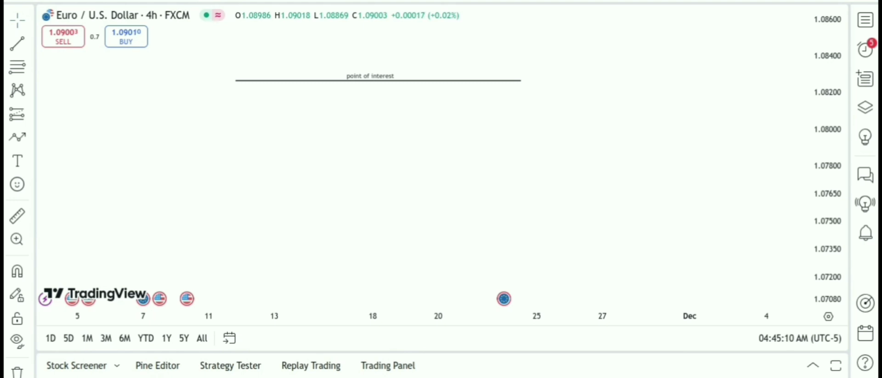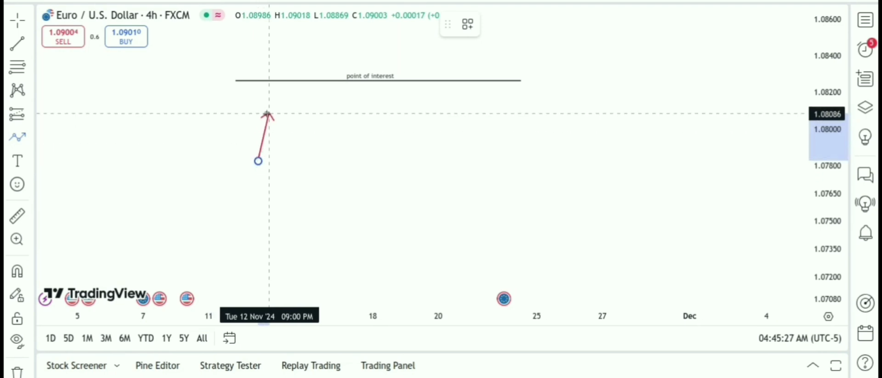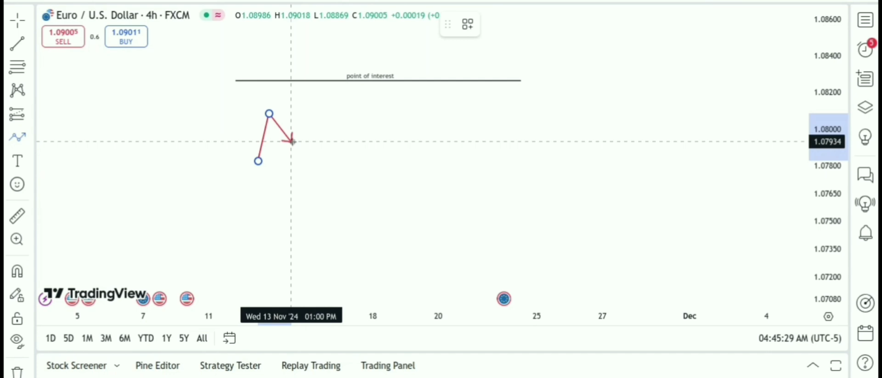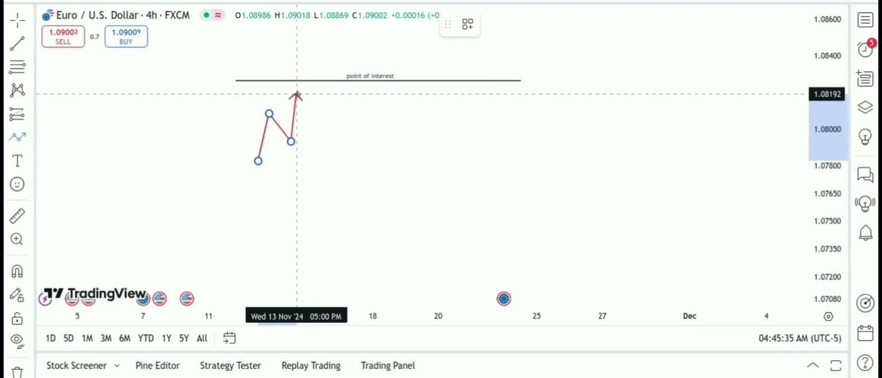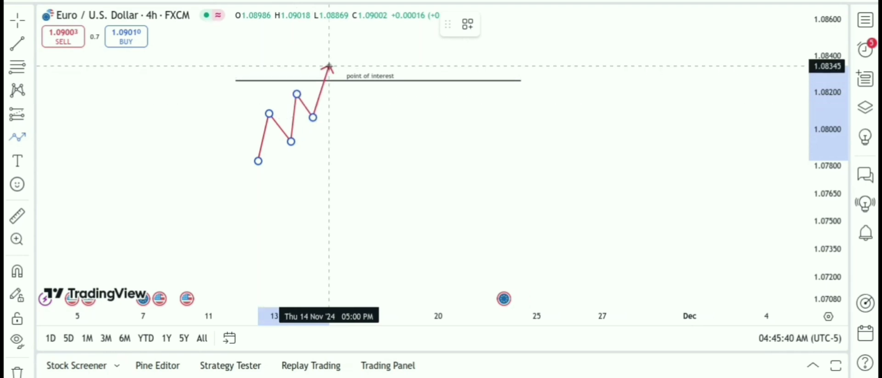So what is a breaker block? A breaker block is a specific price area that forms after the market makes an attempt to manipulate traders through a false breakout. So, assuming we are currently in an uptrend and the market is making higher highs, taking buy stop liquidity. And of course, we have our point of interest above. So, the market tapped into our point of interest.